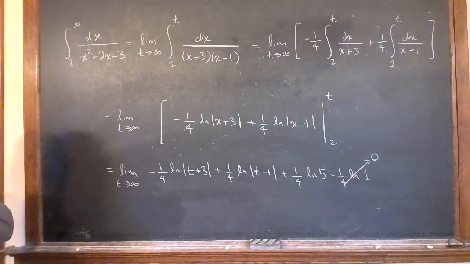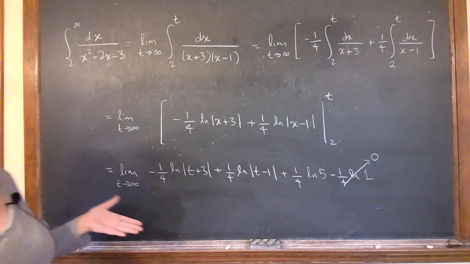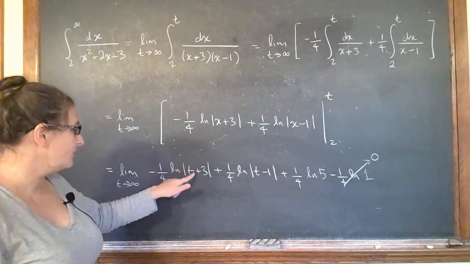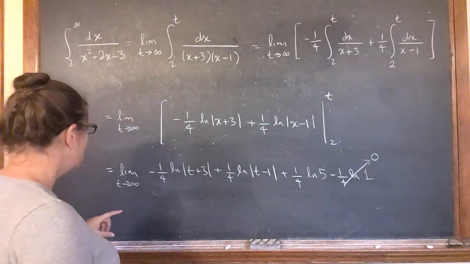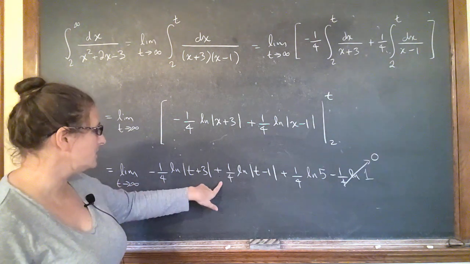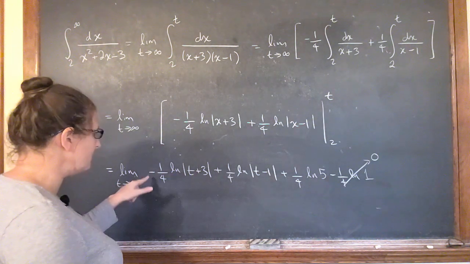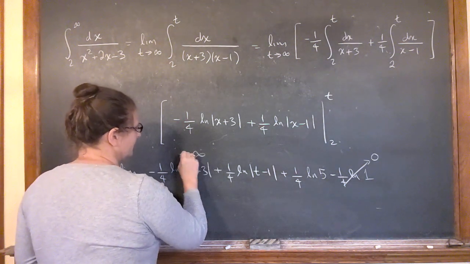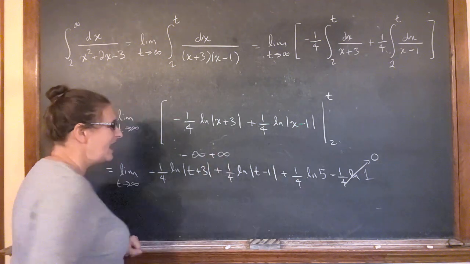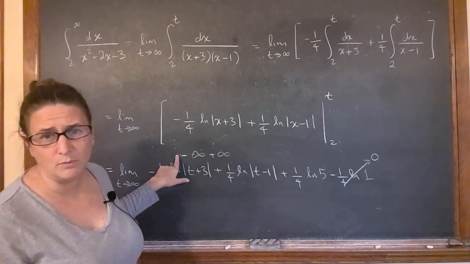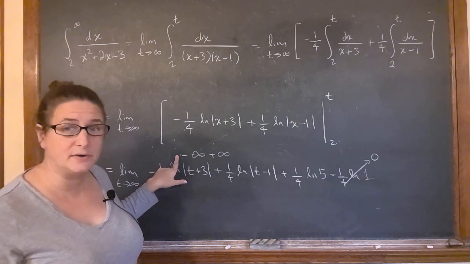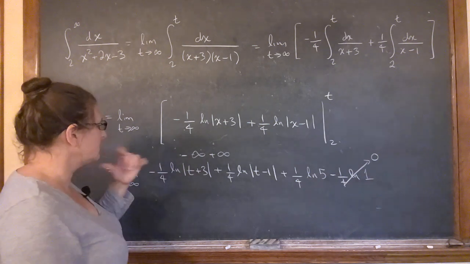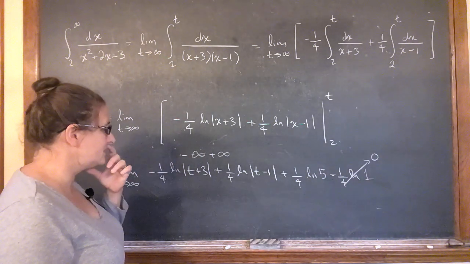Okay, so when I take the limit of this, here's the thing, you have to be paying attention here, because natural log of infinity is going to be infinity, right? But I've got a negative here and a positive here, so what I would end up with when I plug this in is basically infinity minus infinity, right? Minus infinity plus infinity, and this is an indeterminate form. We don't know if that's going to be plus infinity, minus infinity, or 0. Like, we just don't know. So you have to be careful when you see infinity minus infinity.